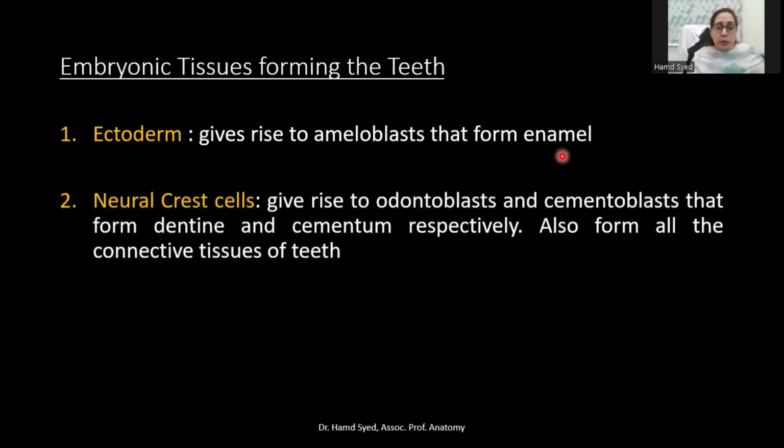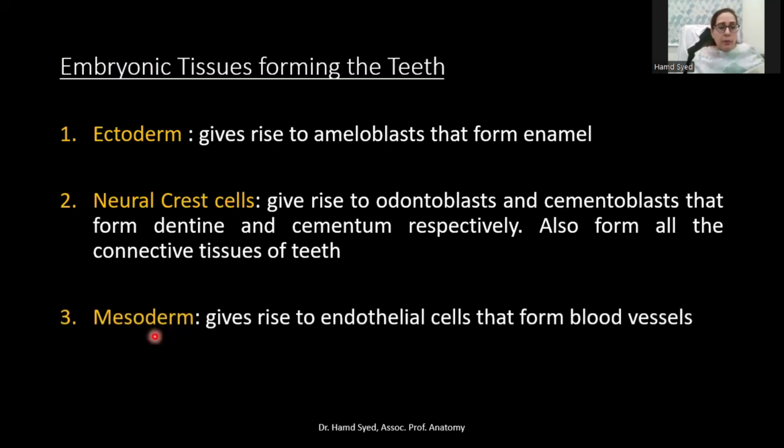Then come the neural crest cells. They give rise to odontoblasts, which are going to form your dentine, and cementoblasts, which will form your cementum. And neural crest cells also form all the connective tissues of the teeth. Then the third type of embryonic tissue is mesoderm, which gives rise to endothelial cells that form blood vessels.